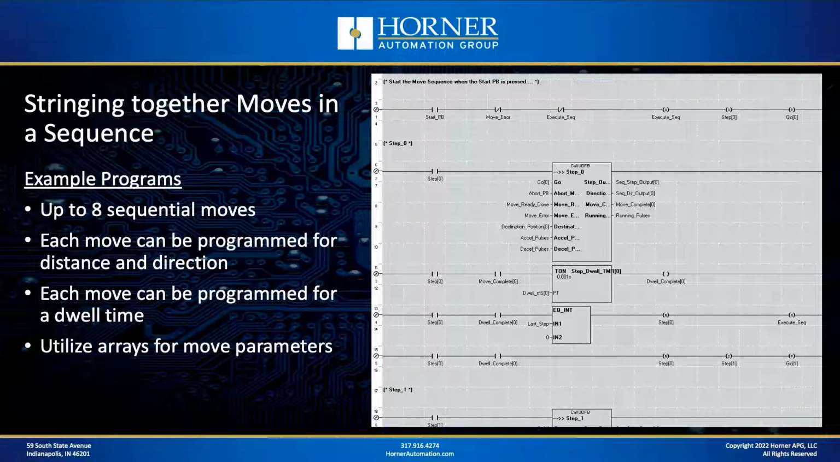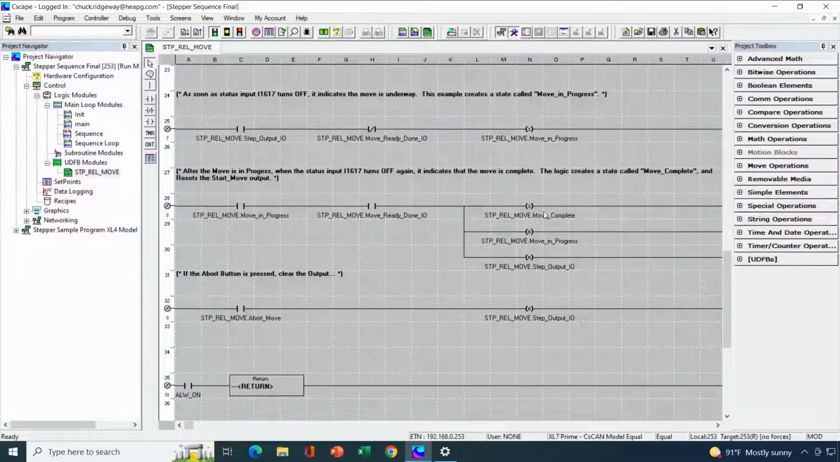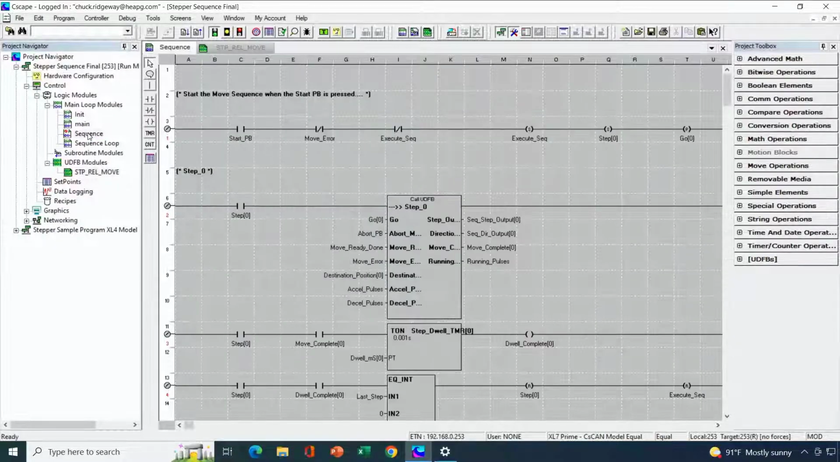So we're going to have step 0 through step 7, and with each step, there's going to be a destination position, and there's going to be a dwell time. So now let's head back to Cscape and close out our UDFB here, and let's go into some code I wrote for sequencing these moves together.